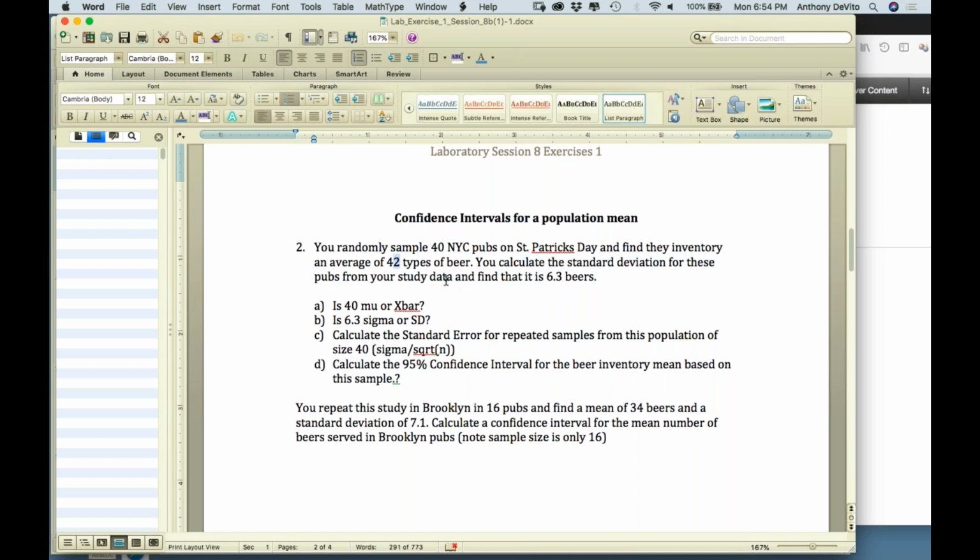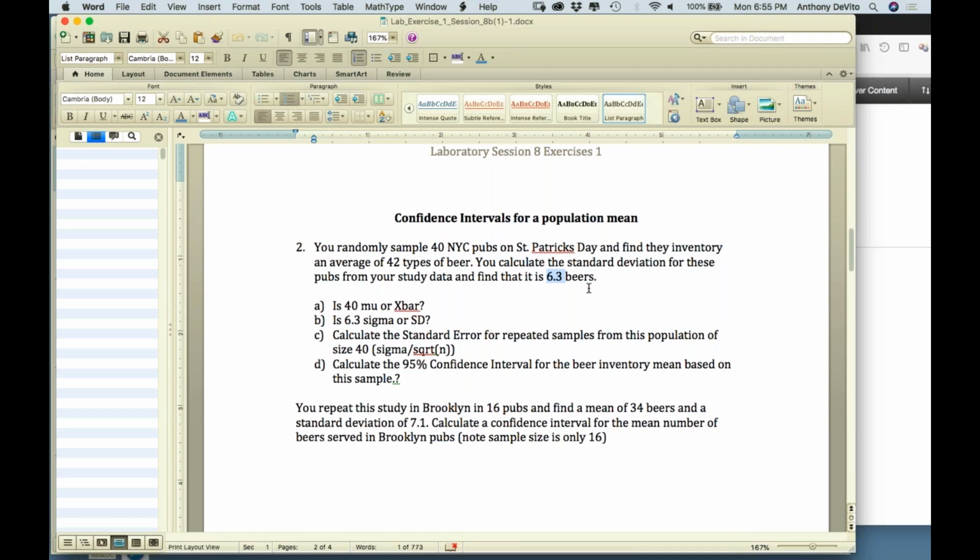42, right? And what is our standard deviation for the population here? Well, we don't know the population standard deviation. So what are we going to use in place of that? It's the standard deviation for the 40 bars that we sampled. And that standard deviation for those 40 values is 6.3. So our estimate for the standard deviation is 6.3.